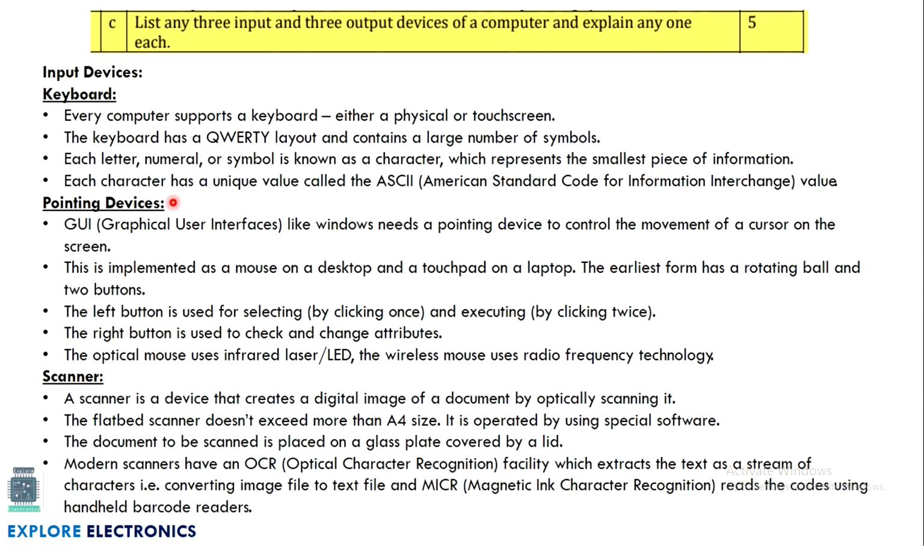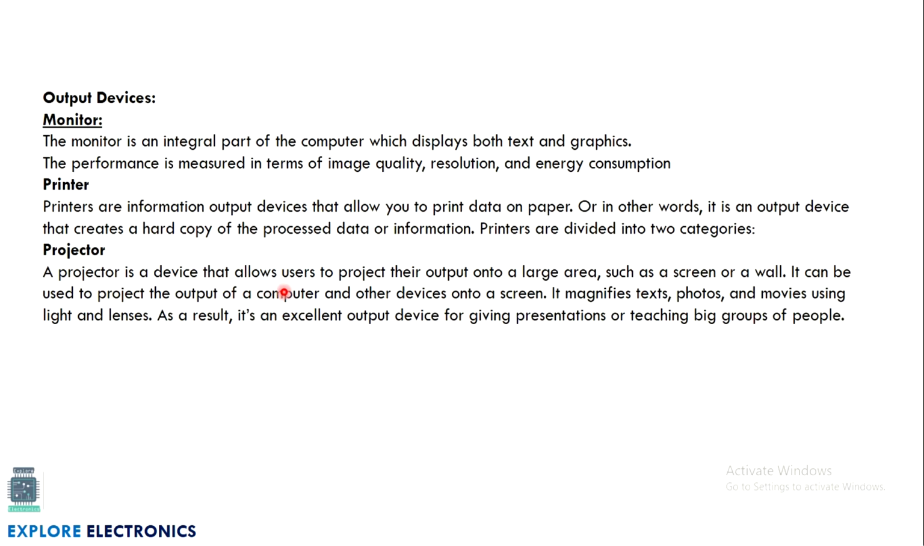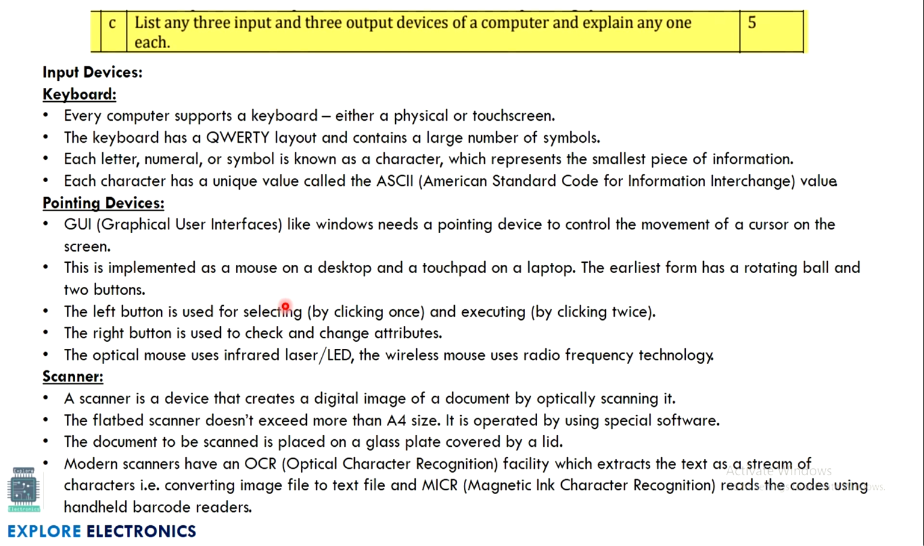Now here is another easy question: explain any 3 input and any 3 output devices. This is very simple. You can take any 3 input and output devices of your choice and just explain them with a few brief points. Here you can see we have keyboard, pointing devices and scanners as input, and similarly for output devices we have monitor, printer, projector. You can take any 3 of your choice and just explain them. This will get you 5 marks.